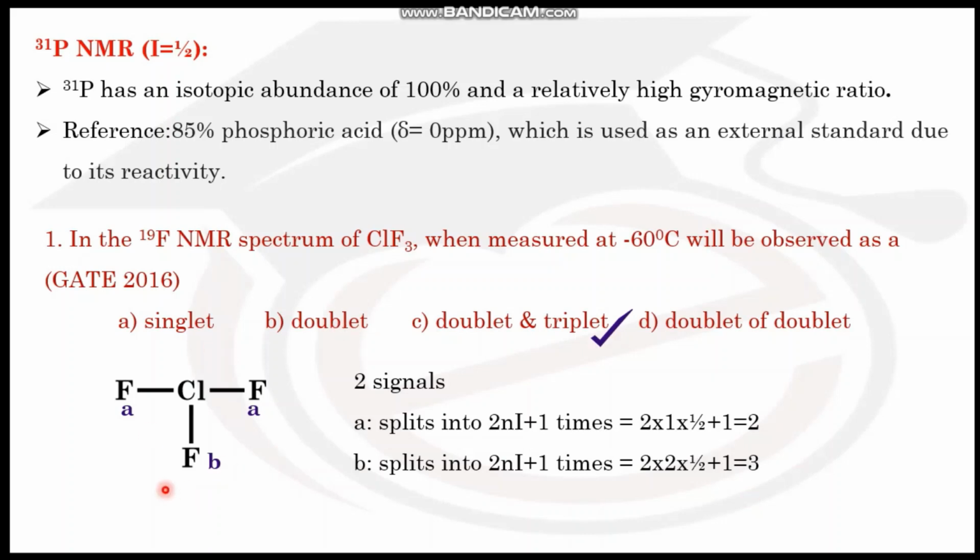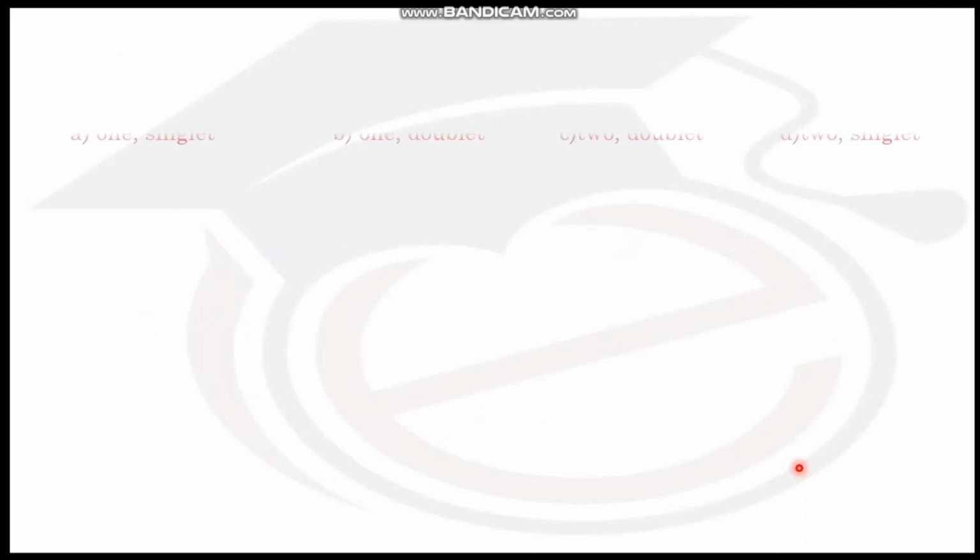Here in ClF3 two types of fluorines are there, A type fluorine and B type fluorine, so it will give two signals. A type fluorine splits due to B type fluorine, and B type fluorine splits due to A type fluorine. So A will split into 2 and B will split into 3. 2 means doublet and 3 means triplet. So two signals will be there, one doublet and the other triplet.